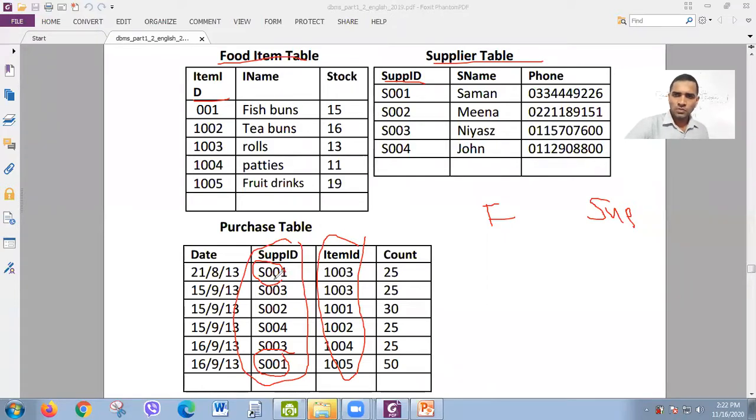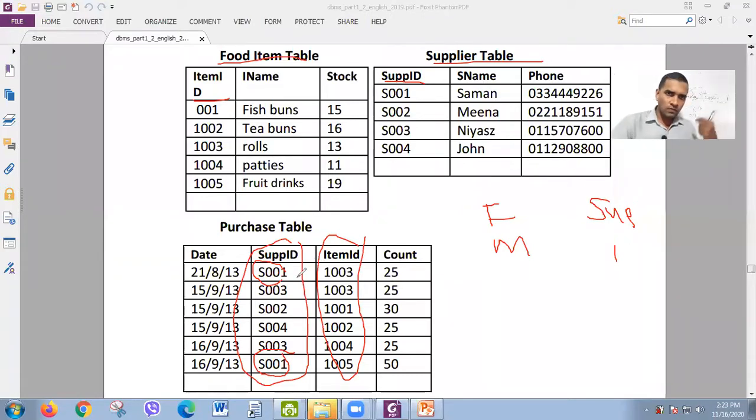Here summon supplies 1003, which is rolls. Here summon supplies 1005, which is food drinks. So one supplier, put the one here, one supplier supplies many food items. So on one side, I found one to many. If you have this skill, it's better. Try improving this skill. If you are asked to find the type of relationship, first find that mid table or junction table, and then try checking those foreign key fields.